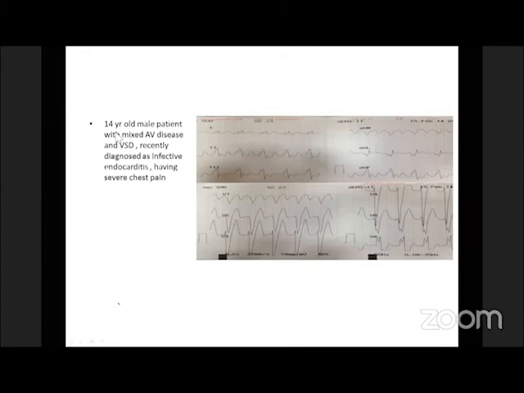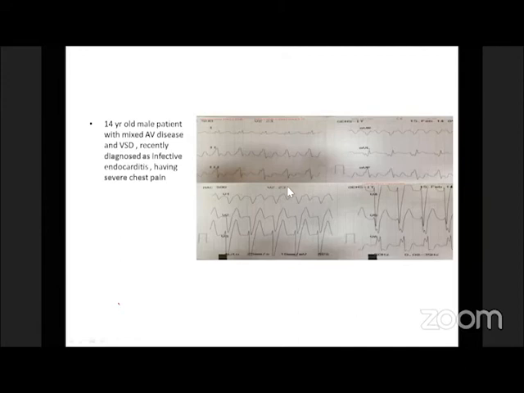This is a 40-year-old male patient with mixed aortic valve disease and VSD, recently diagnosed as infective endocarditis, having severe chest pain. This ECG is left bundle branch block because lead 1 is positive, this is positive and M-shaped, and there is widening of the QRS complex.